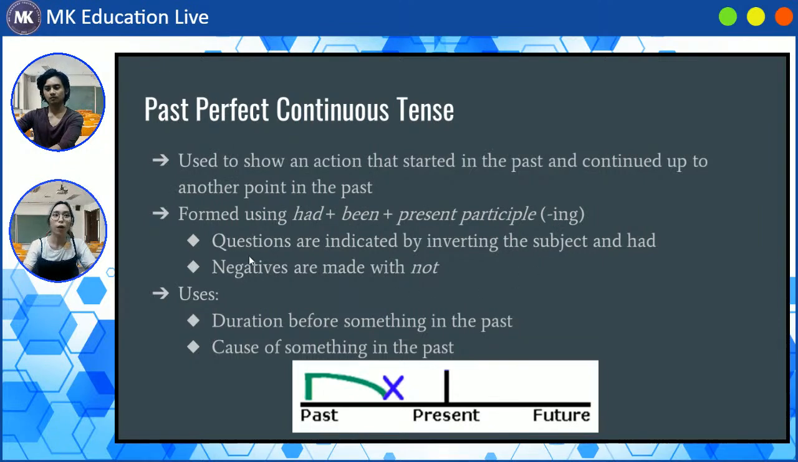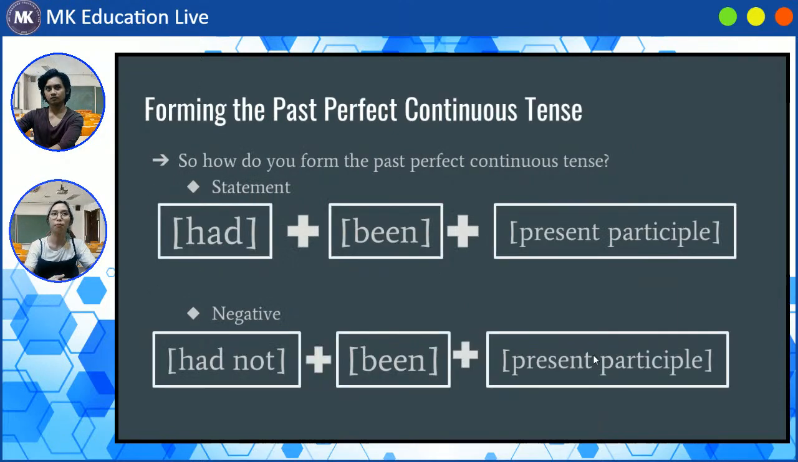We have questions, which are indicated by inverting the subject and had, so we will talk further about it later. And we have the negatives. You just simply add not, that means had not. We also have uses for the tense: duration before something in the past, the duration of something in the past, and the cause of something in the past. That means it will show a cause and effect relationship. Okay, so how is it formed?